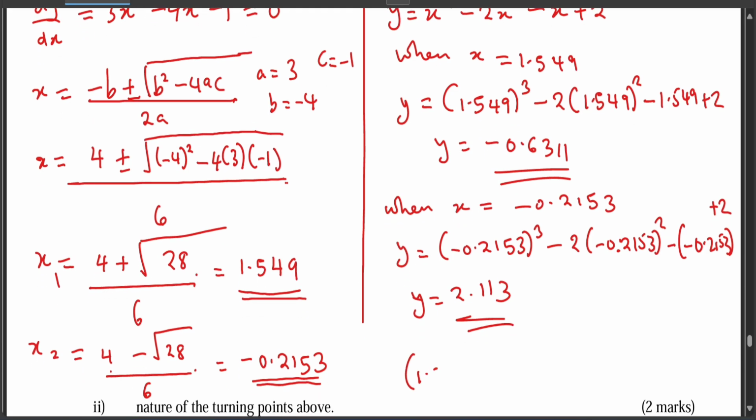So x is 1.549, comma, your y will be negative 0.6311. So that's the first turning point. You can have another turning point, depending on how your curve will look. It can look like this, which means it will have a maximum and a minimum. So the other point is this one, negative 0.2153, and your y is 2.113. So these are your two answers. Hopefully we are together.